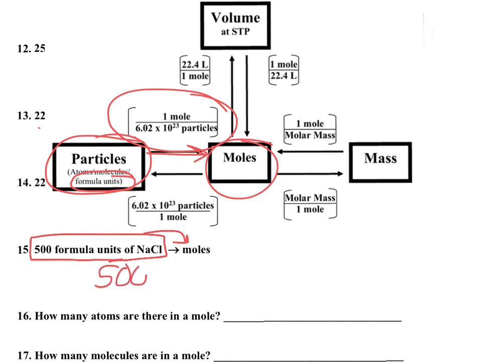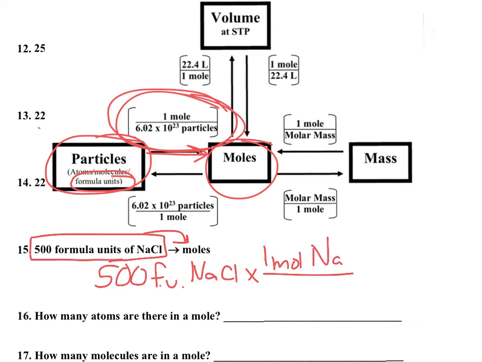So I'm going to start with 500 formula units. The shorthand form for that is FU. Yes, you can use FU for formula units. And then rocking out that across, it says 1 mole over Avogadro's number. So I'm going to put 1 mole of sodium chloride on top. And then on the bottom, I'm going to put Avogadro's number, 6.02 times 10 to the 23rd particles. Remember, the particles specifically are formula units. So I'm going to put formula units of sodium chloride.